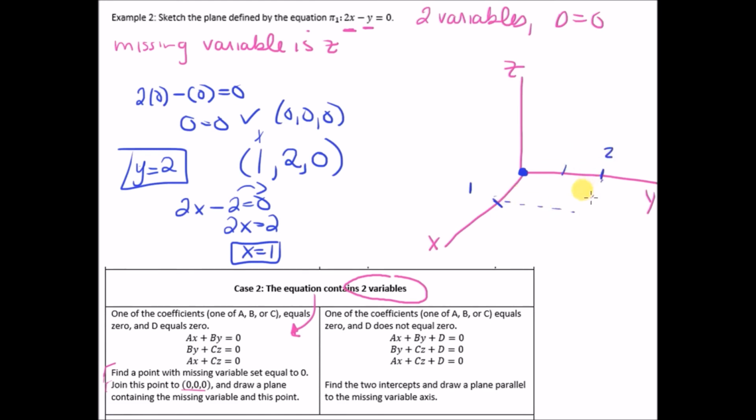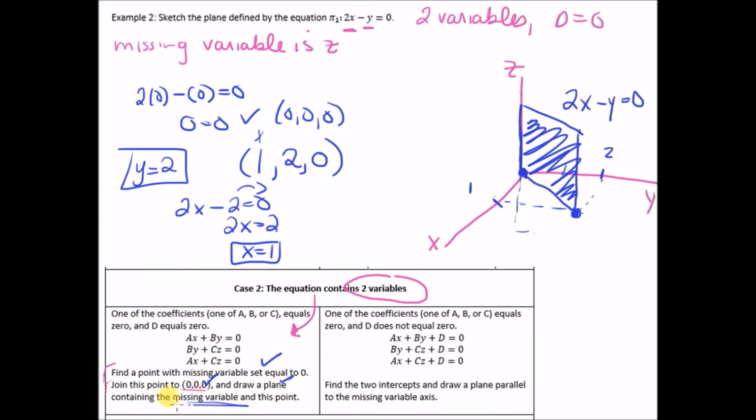So our plane is going to contain the missing variable axis, so z. It's going to go through the origin, and then it's going to contain the point that we found. And this here is the plane 2x minus y equals 0. So find a point, join the point to the origin, and then draw the plane containing the missing variable. The missing variable z means the plane contains the z-axis.